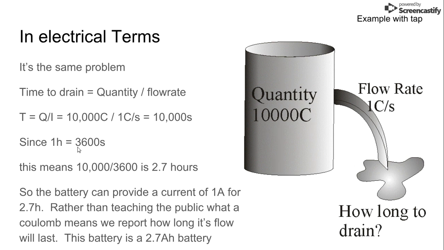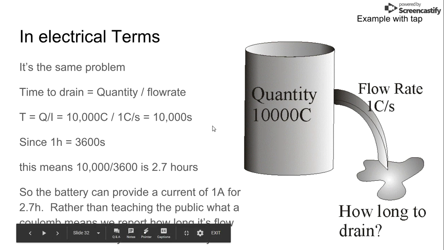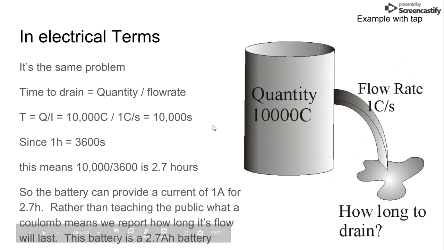But 1 hour is 3,600 seconds. This means 10,000 seconds divided by the seconds in an hour is 2.7 hours. So this battery can provide a current of 1 amp for 2.7 hours. So what I've done is calculated the time in 10,000 seconds. But then I have to put the time in hours, because who wants to be told, please wait for 10,000 seconds? So I convert the time it took the flow to completely drain the tank, and we work out that it took 2.7 hours.